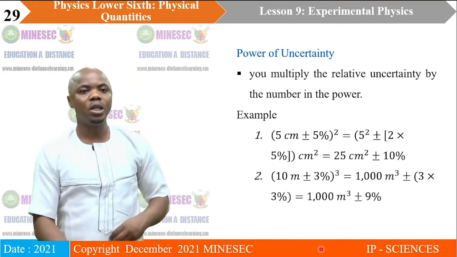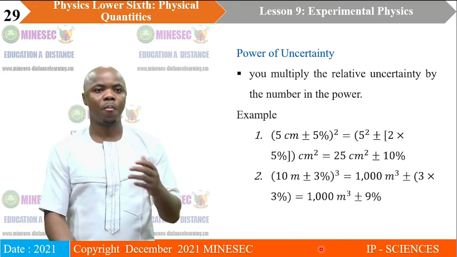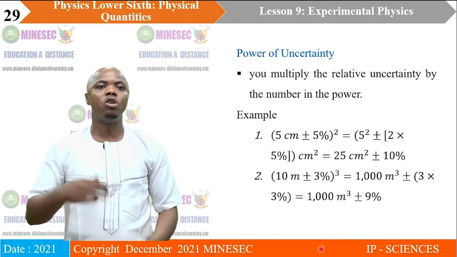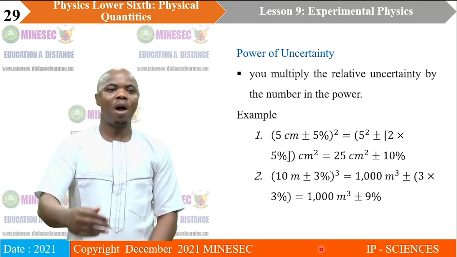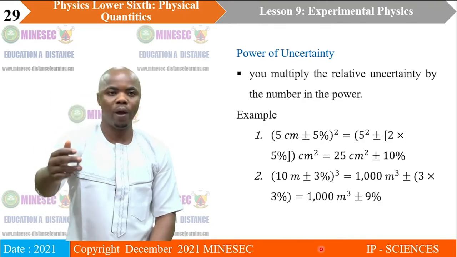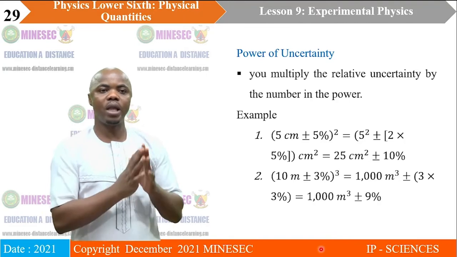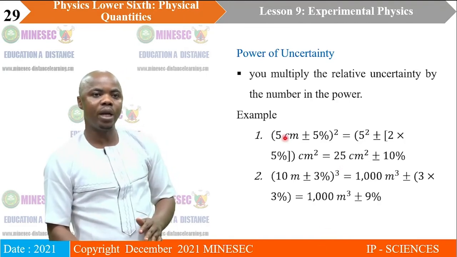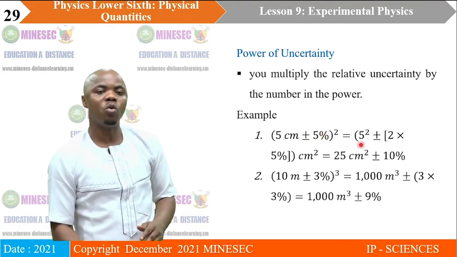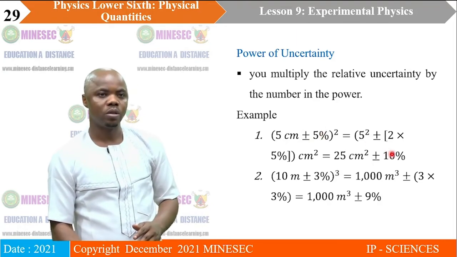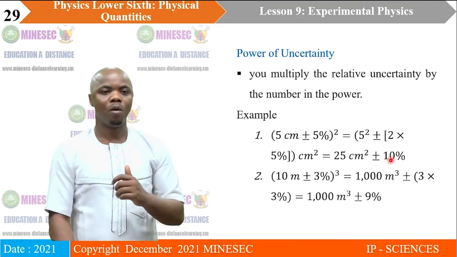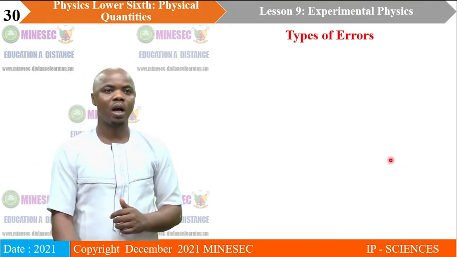Now, if we are raising uncertainties to some powers, what do I do? You multiply the relative uncertainty by the number in the power. So if I have 5 plus or minus 5% squared, what is my value? I take 5, I square it, I have 25, and I multiply that uncertainty by 2, and I have 10%. That's what you do when uncertainties are raised to powers. More of this will be seen in practical lessons.